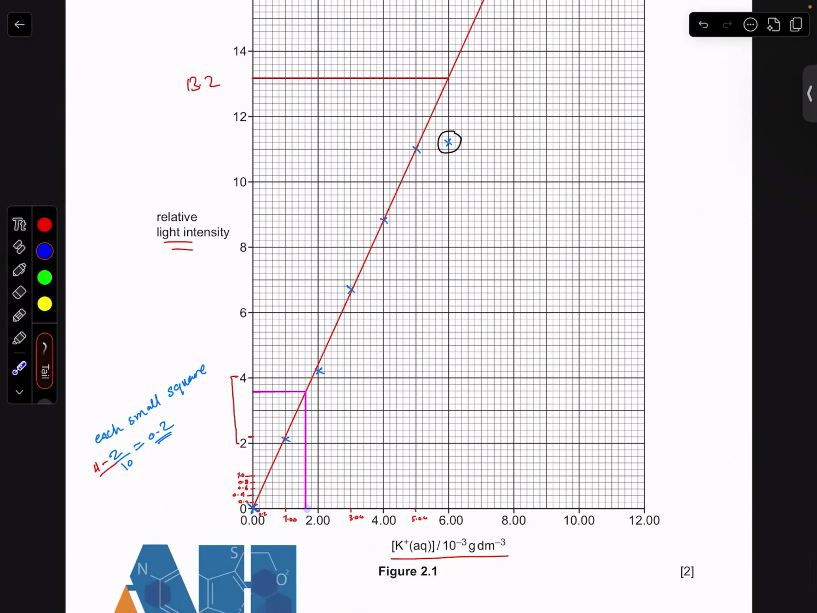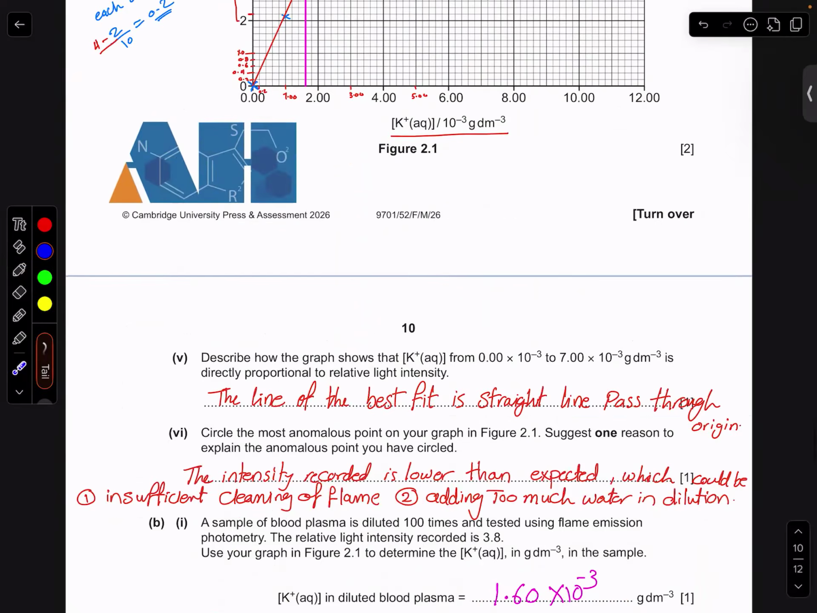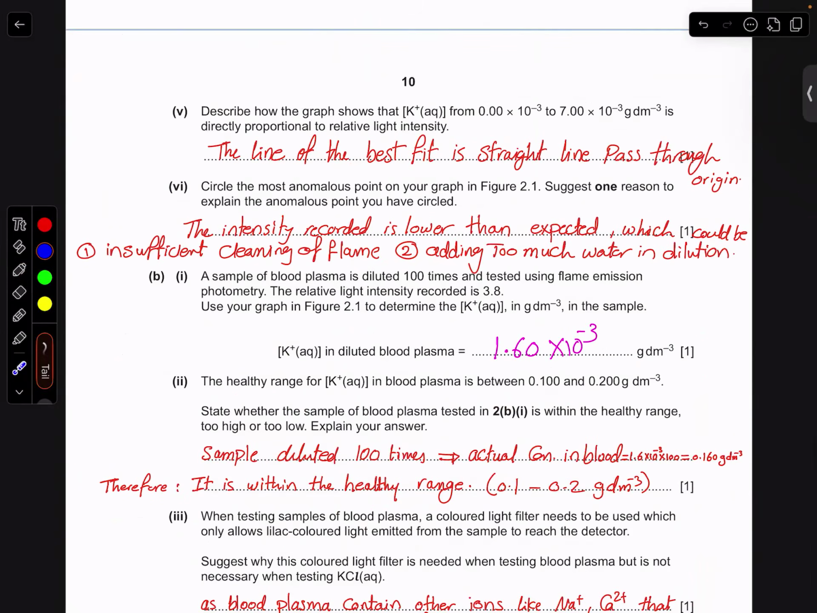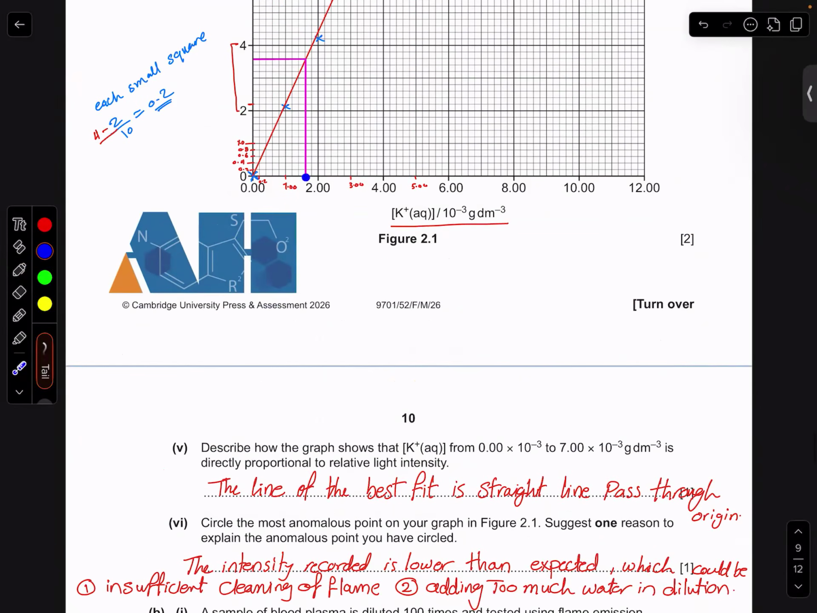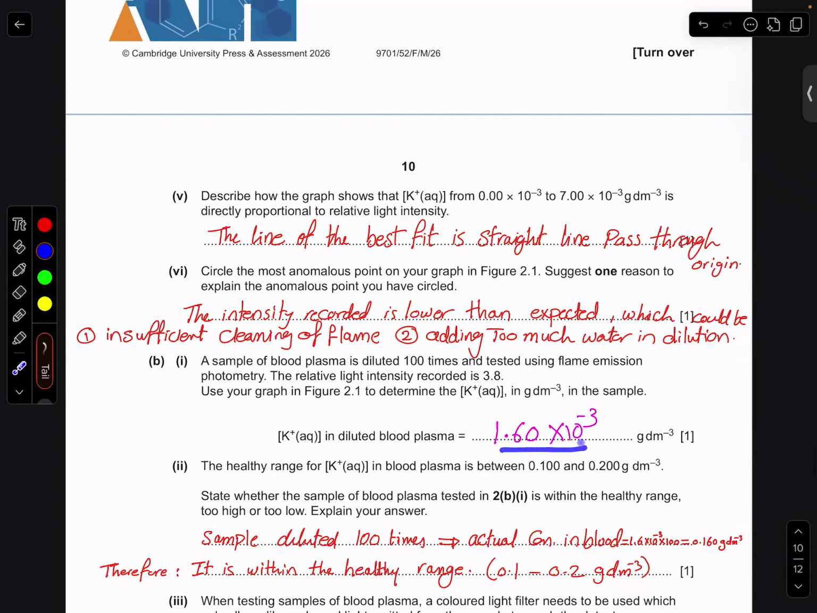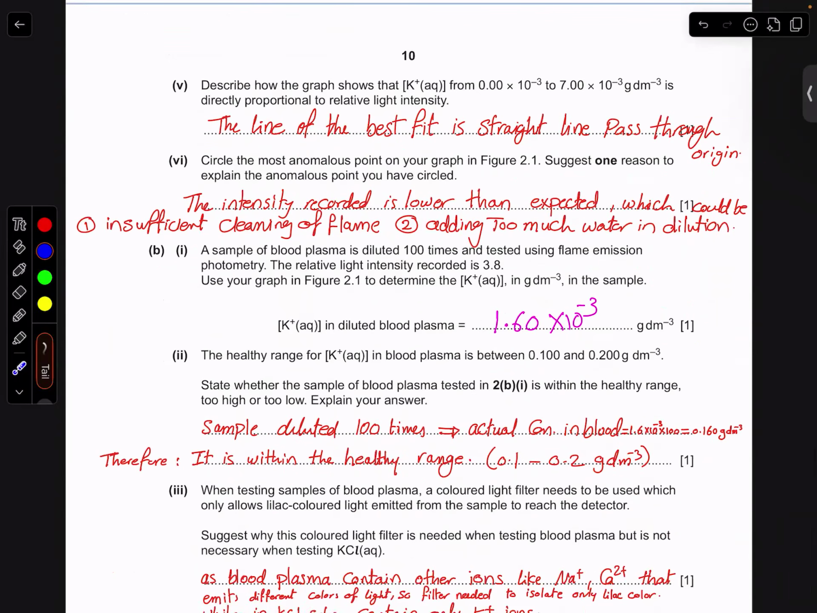So this will be the concentration, which is 1.6 times 10 to the power of minus 3. So the K in the diluted plasma equals 1.6 times 10 to the power of minus 3. The healthy range of potassium ion in our blood, or in the blood plasma, is between 0.1 and 0.2.